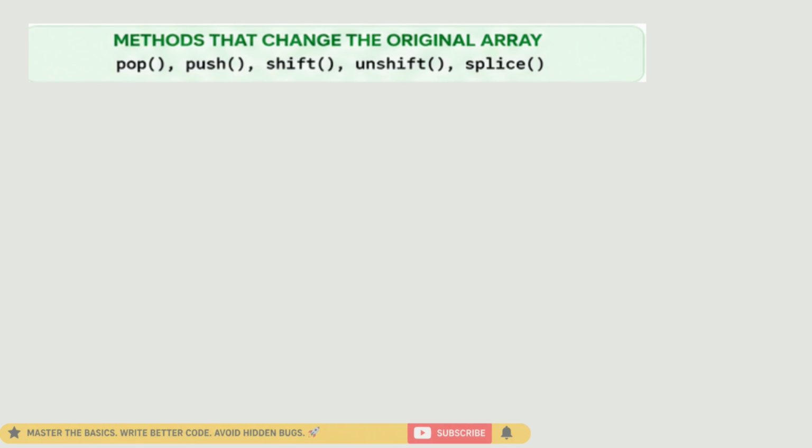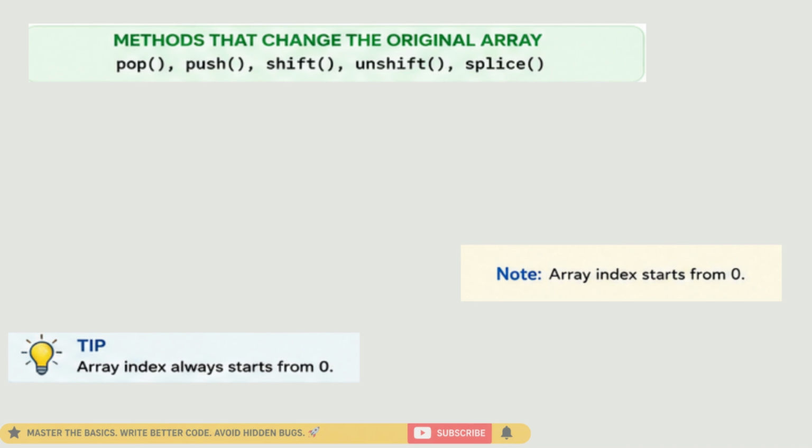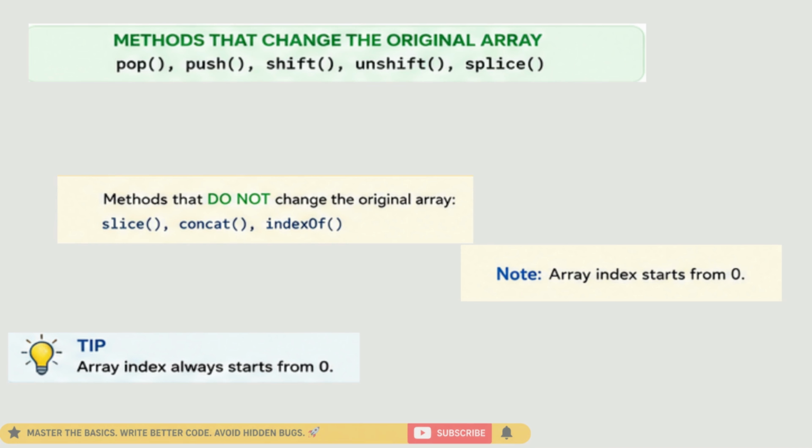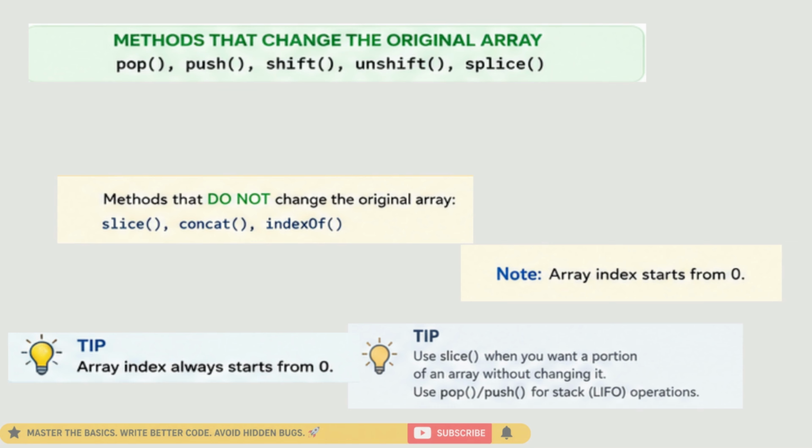Quick memory trick. Methods that change the original array: pop, push, shift, unshift, splice. Methods that do not change the original array: slice, concat, indexOf. Easy trick. If a method adds or removes items, it usually changes the original array.